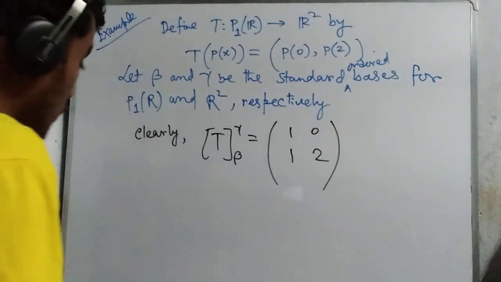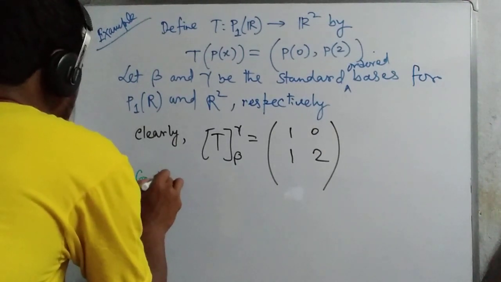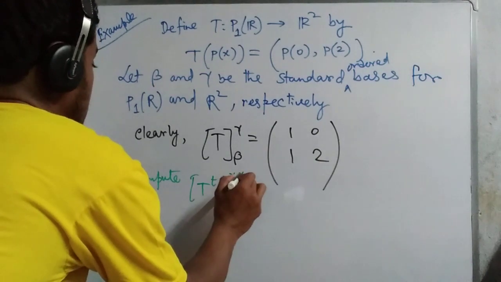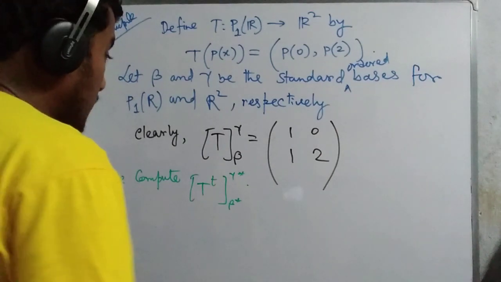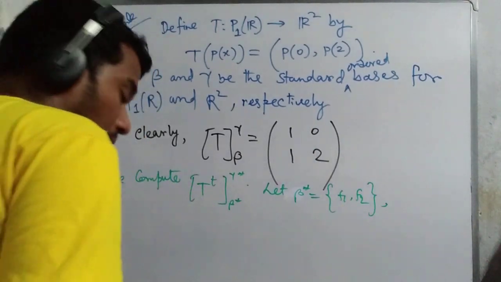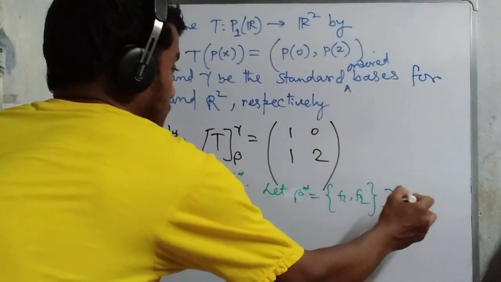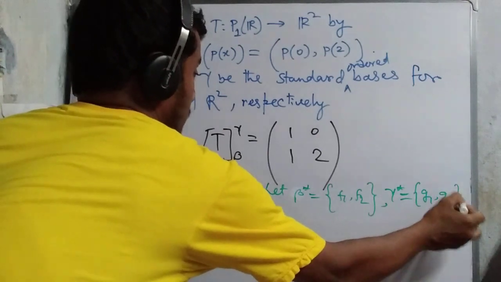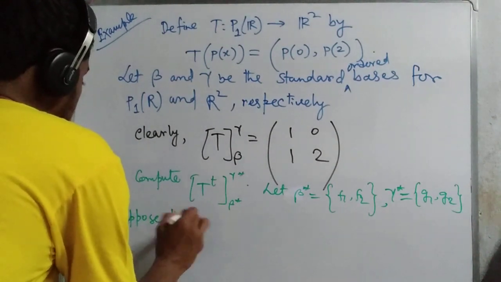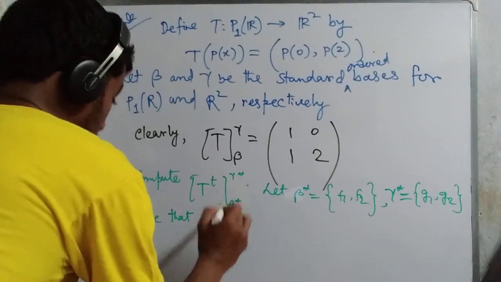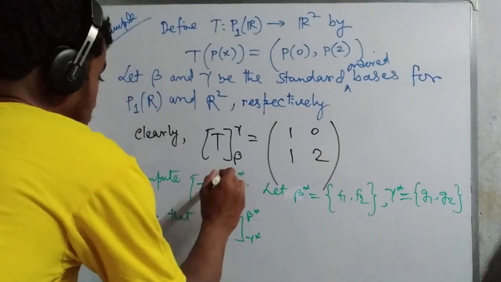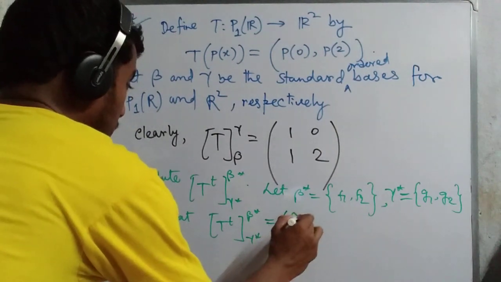And now we also compute this one, T transpose of beta star gamma star, okay? Then what happened? We let beta star equal to f1, f2, okay? And gamma star equal to g1, g2, okay? Then suppose that T transpose of beta star gamma star equal to the matrix A B C D.